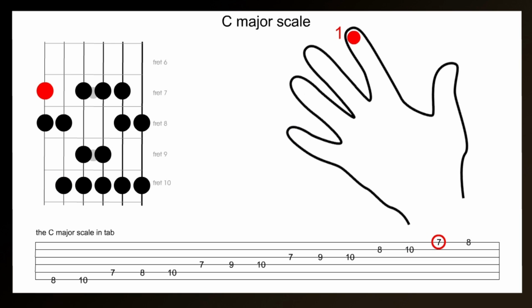Play the 7th fret of the top E string with the 1st finger. And finally, play the 8th fret of the top E string with the 2nd finger.